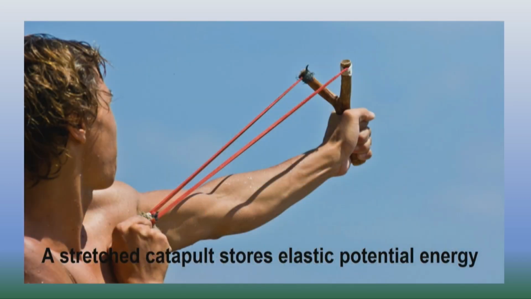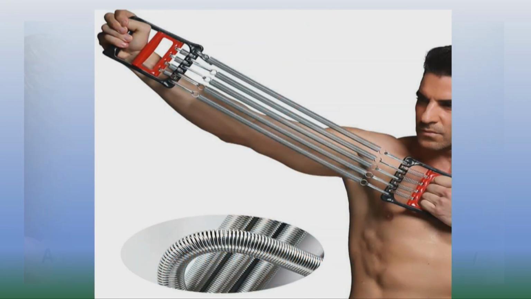This slide shows a stretched catapult, also ready to shoot. Since the rubber band has been stretched, the catapult stores elastic potential energy. On this slide, we see a chest expander. It stores elastic potential energy when the springs are stretched.